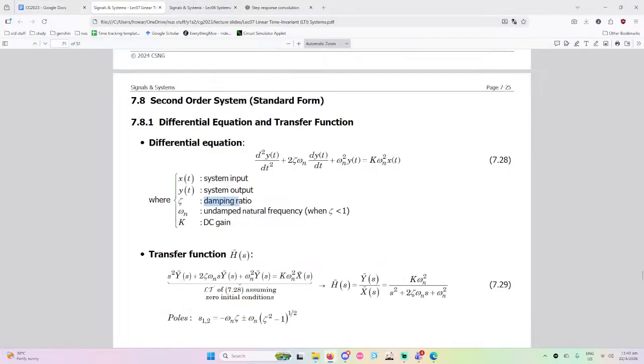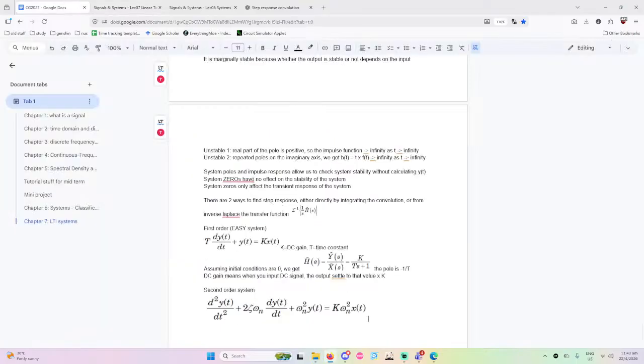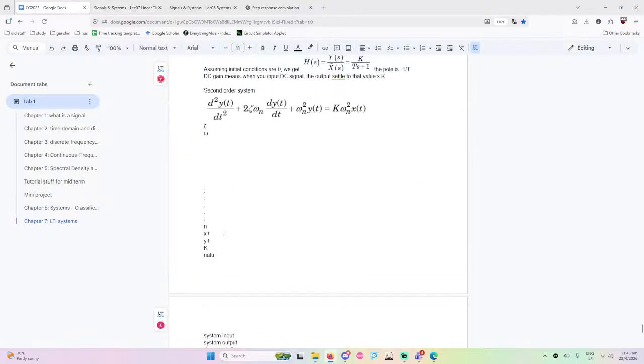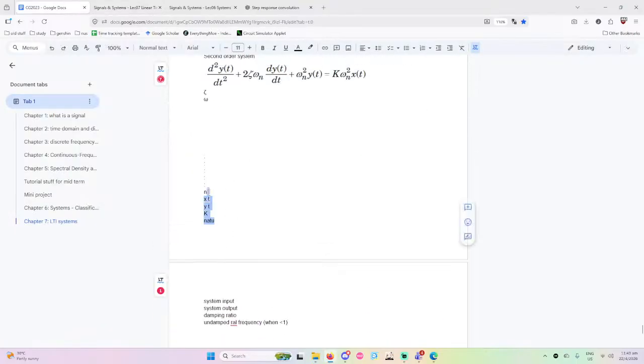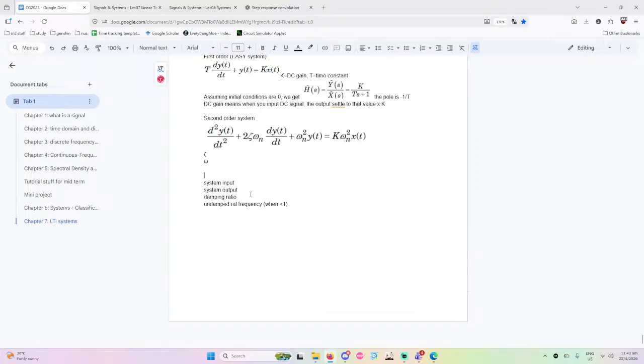And another thing is that if we compare square root of theta squared minus 1 with theta, which one is larger? Theta is larger, right? Theta is definitely larger, so the two poles are positive or negative? Negative. So both poles are real and negative. If both poles are real and negative, is the system BIBO stable or not? It's BIBO stable.